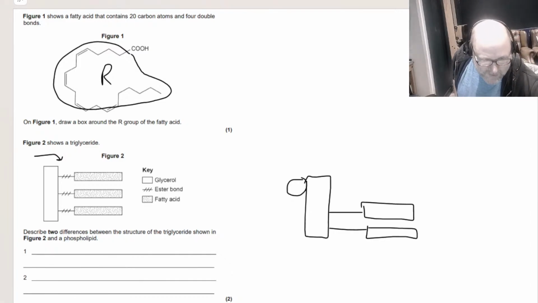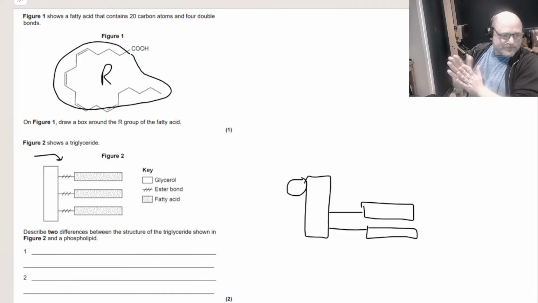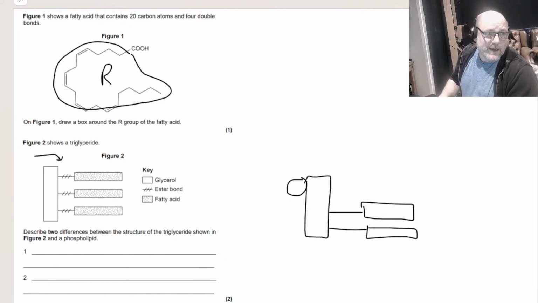Yeah, doing very good. Both contain ester bonds. Both contain a glycerol and at least 2 fatty acids. So they both have fatty acids, both have glycerol, both have ester bonds between the glycerol and the fatty acid. So there's 3 similarities there. Right, let's move on and look at an actual membrane.